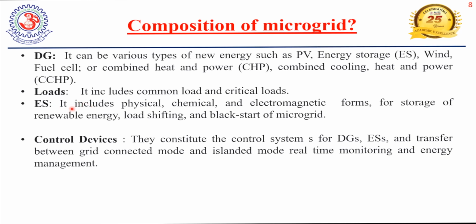Third, there is the EES, which includes physical, chemical, and electromagnetic forms of storage system. So a storage system is also required in the microgrid. The fourth and important thing is the control device. Without a control device we cannot manage the microgrid. Why? Because solar radiation is changing every time, wind pressure is changing, and load also varies from time to time. All these things are managed with the help of the control device. So these four elements are present in the microgrid.